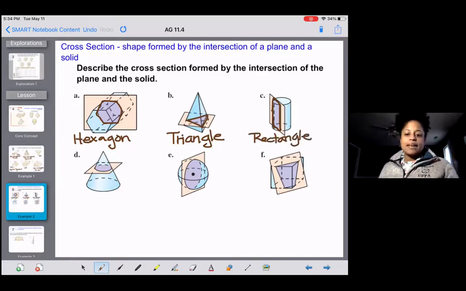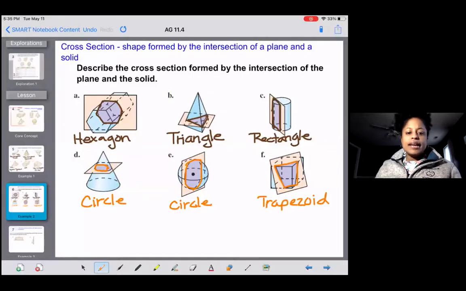Okay, so what do you think about the rest of these? I will pause and I will come back. Okay, there are your answers for D, E, and F. Hope you got those right.